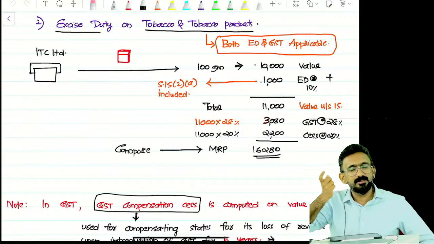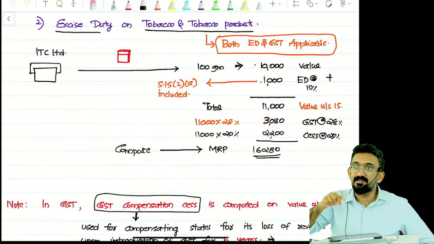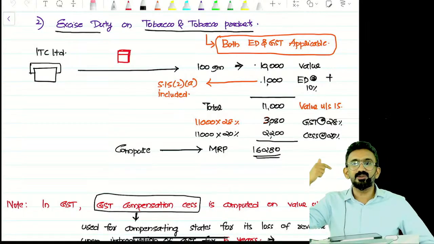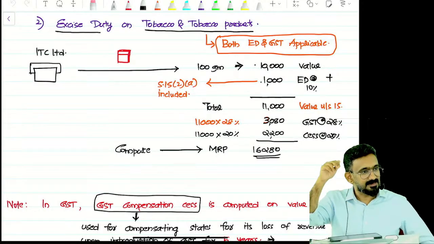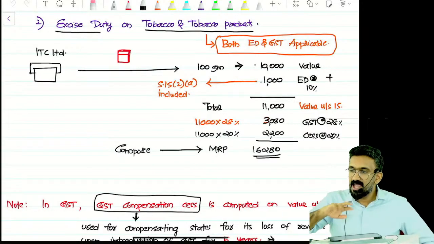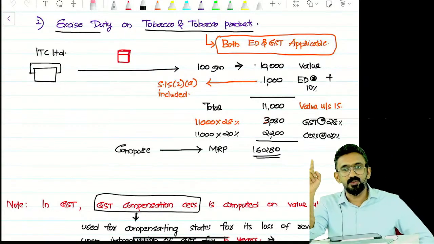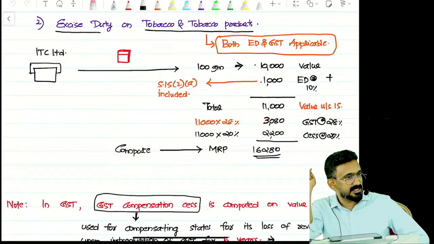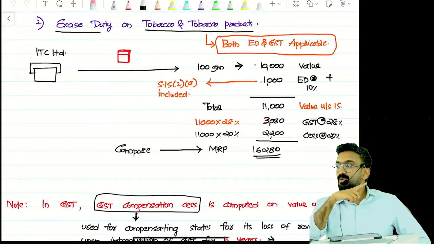What value will be considered for levying GST? 10,000 or 11,000? 11,000 is the answer. Why are you adding excise duty into the value for computing GST? Because Section 15(2)(a) says all taxes other than GST should be added to the value. It is collected by whom? The supplier from the recipient. So on what value is GST levied? 28% on 11,000.